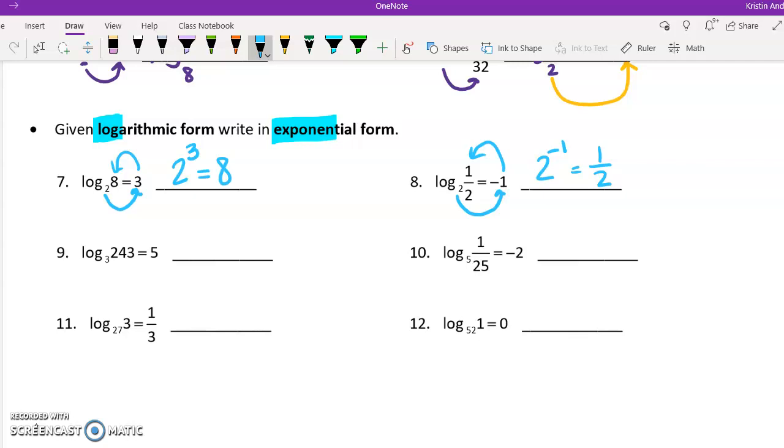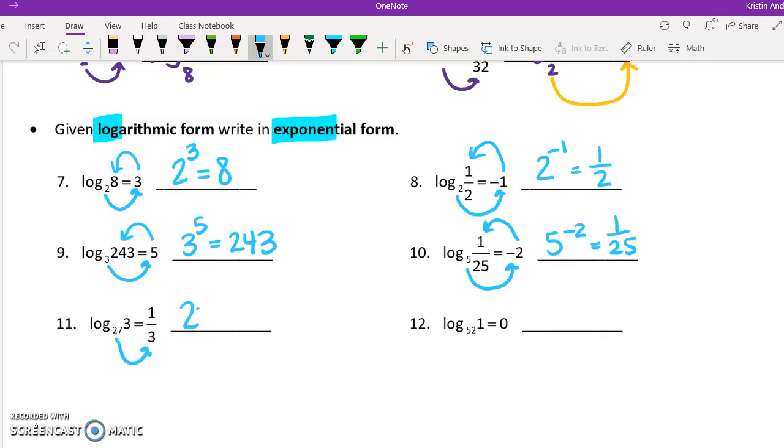All right, number 9, we have 3 raised to the fifth equals 243. Number 10, we have 5 raised to the negative second equals 1/25. That makes sense. That would be like a 5 squared in the denominator.